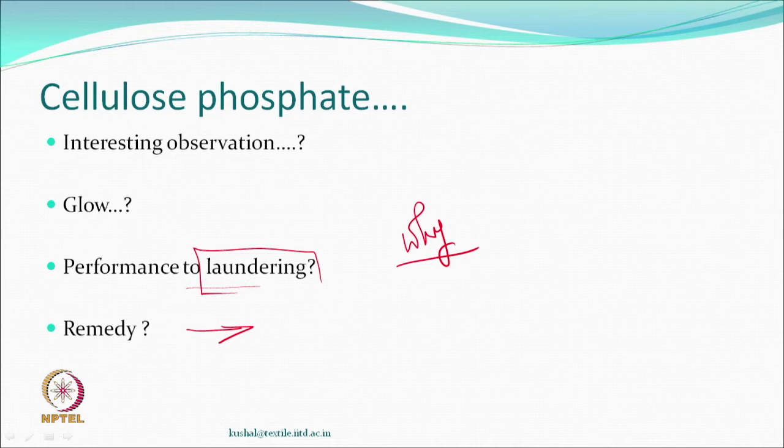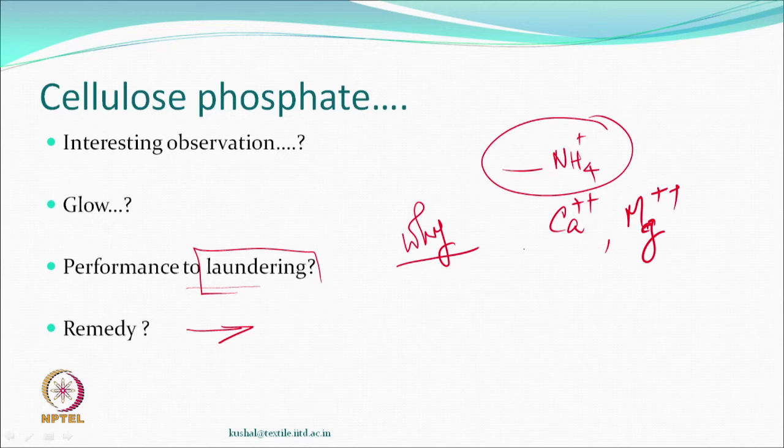One of the things which we found was that the ammonium salts or the ammonium ion was replaced by the calcium and magnesium ions, which we know are present in wash liquor because of the hardness. And if that happens, they found the performance is reduced while the compound is still intact.